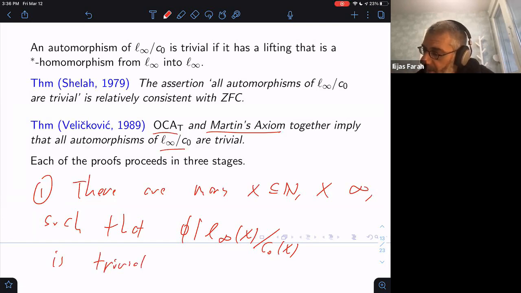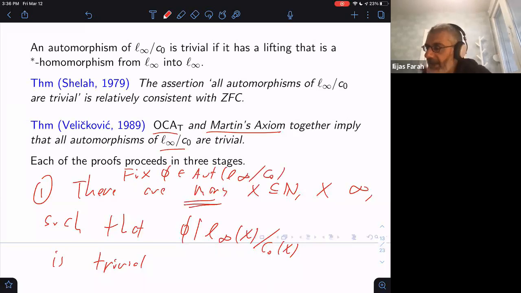And of course, fix phi, which is an automorphism of L infinity mod C0. Now, so what exactly does many mean? There is a very precise notion, and we'll be in a similar situation very soon. So basically, if you take uncountably many infinite subsets of natural numbers, so that any two of them are disjoint modulo finite, and we actually constructed something like that, you may remember, several weeks ago. So if you have such an uncountable family, then the restriction of phi to all but countably many of your sets is going to be trivial.